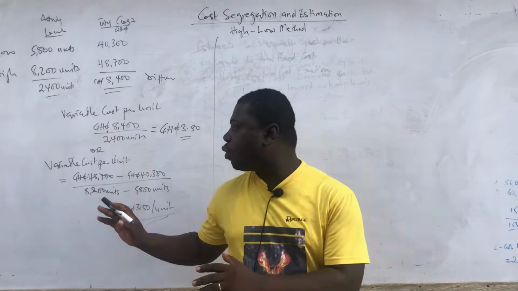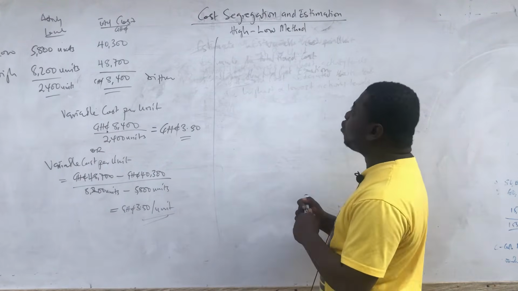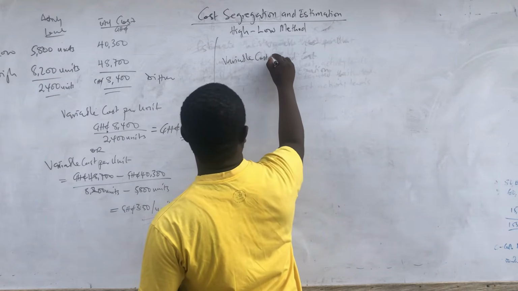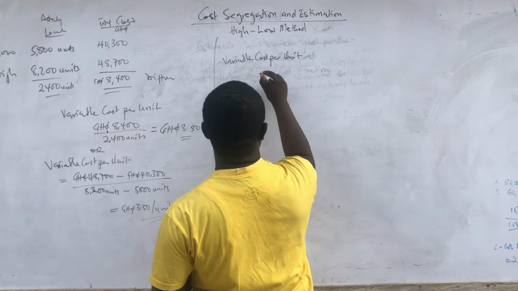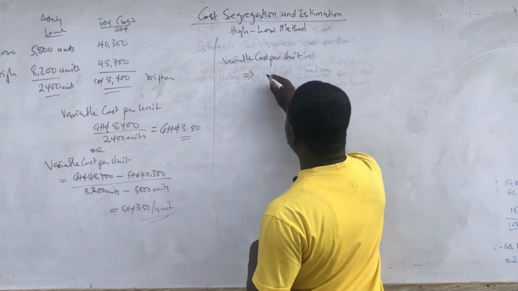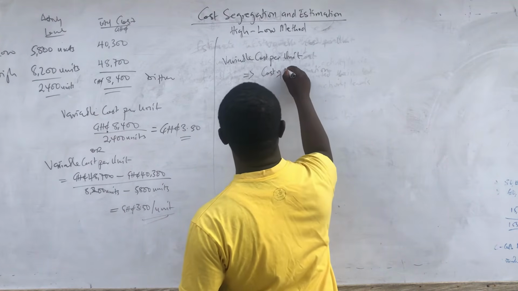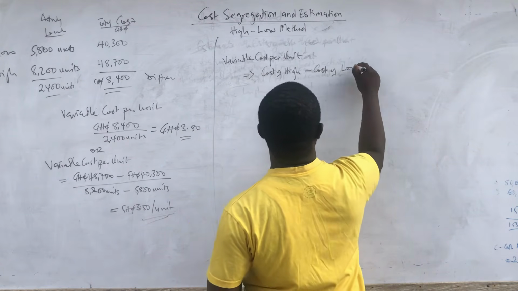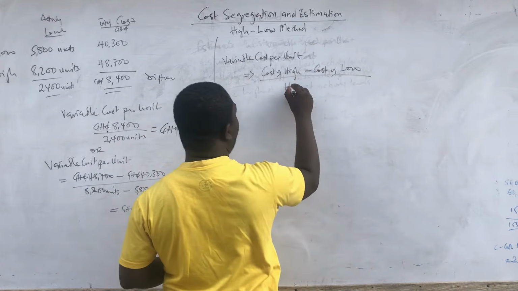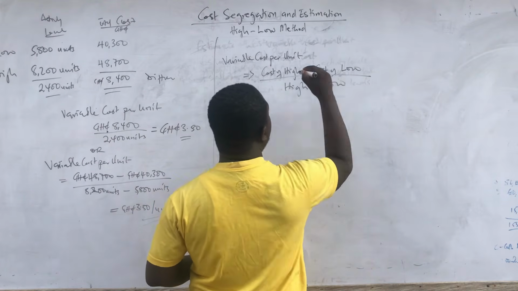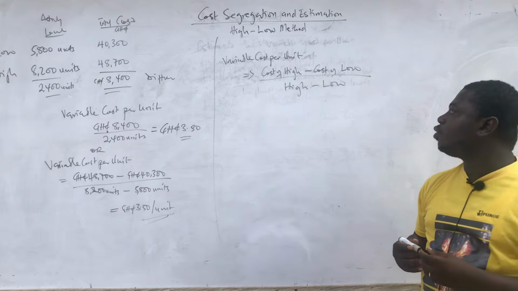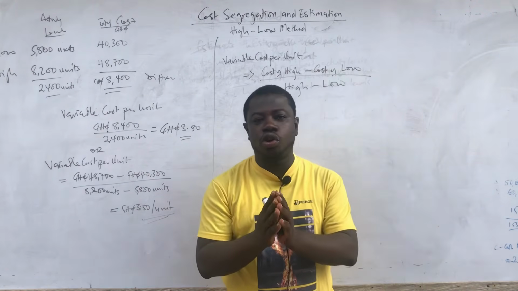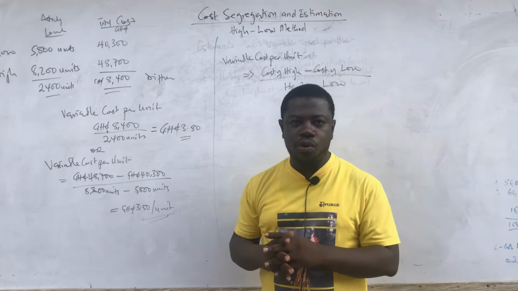And so looking at what we have done, we can deduce a general formula by saying that the variable cost per unit is estimated as cost of high minus cost of low all over high minus low. This is how you can also get the variable cost per unit. I'm sure getting a variable cost per unit is very understandable at this point.